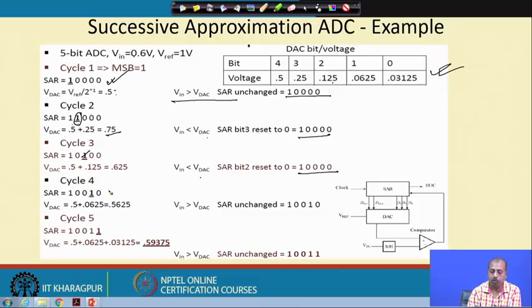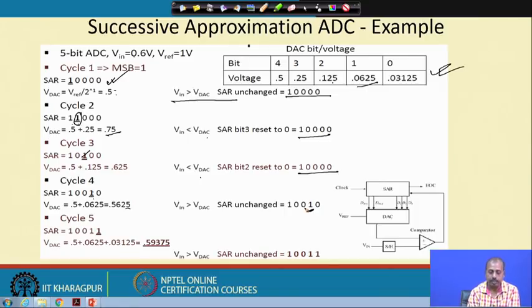In cycle 4, we will be trying out the fourth bit. So, this bit is turned 1 and the contribution is 0.0625, so it becomes 0.5625. So, 0.5625 is less than Vin. So, Vin is greater than VDAC. So, this bit survives. So, this bit remains as 1.